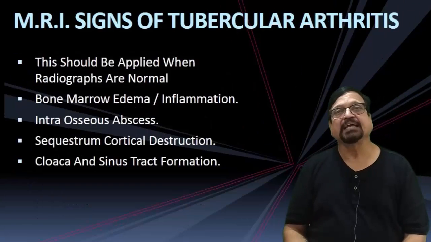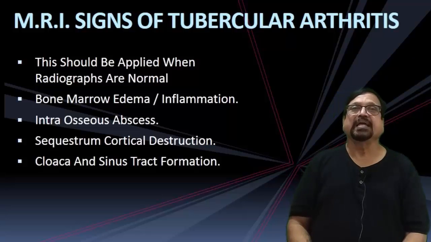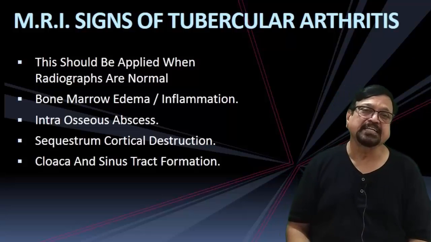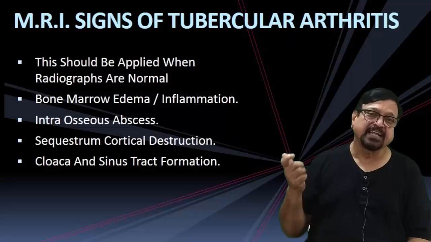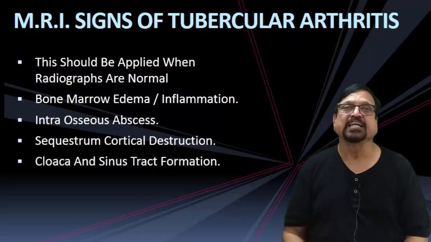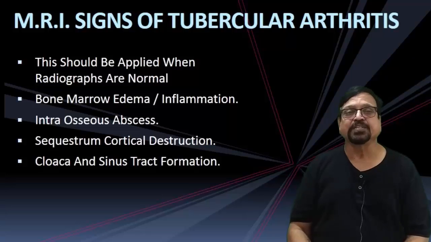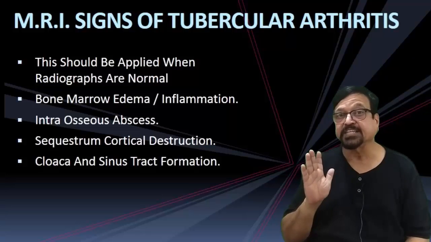Now what are the MRI findings in it? Now MRI signs of tubercular arthritis. We are seeing different modalities and their tubercular manifestation. Now this should be applied only when radiological signs are not there.